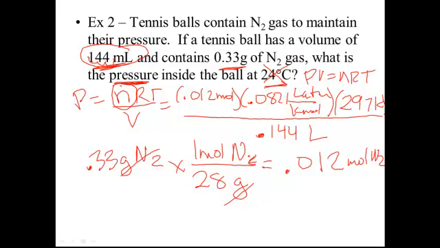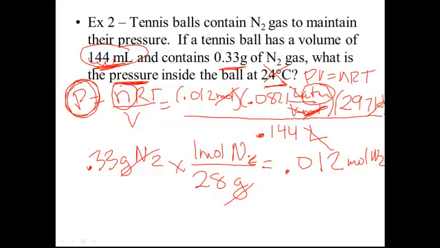Okay, now let's check and make sure we've set it up correctly. Everything will cancel except for our units for pressure. So moles on the top, moles on the bottom there in our fraction, liters on the top, liters on the bottom, Kelvin on the top, Kelvin on the bottom. All we have left is atmospheres, which means that we've set it up correctly.